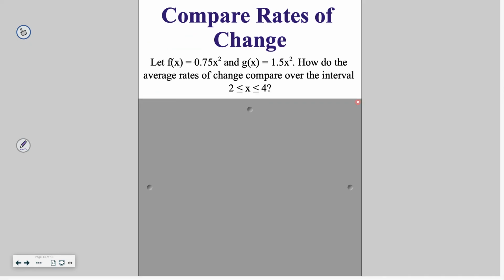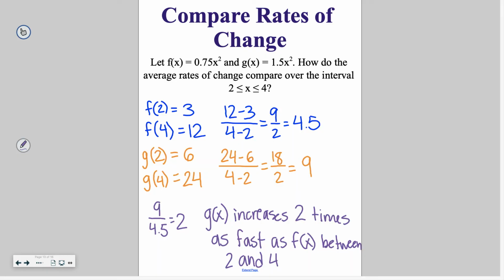Go ahead and try this one on your own, finding the rates of change between 2 and 4, and then comparing them. So for the first equation, we plug in 2 and 4, we get 3 and 12. Plug it into our slope equation, our average rate of change is 4.5. Same thing with g, plug in 2 and 4 into the slope equation, we get an answer of 9. To compare these two, we have 9 divided by 4.5, which is 2. So on that interval, 2 to 4, g of x increases 2 times faster than f of x.